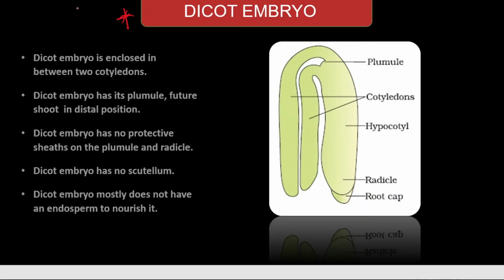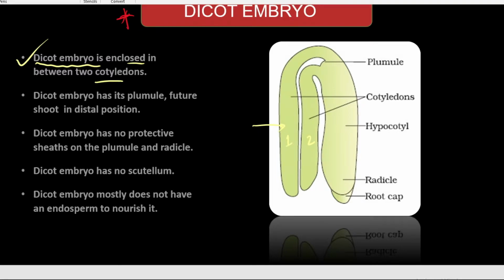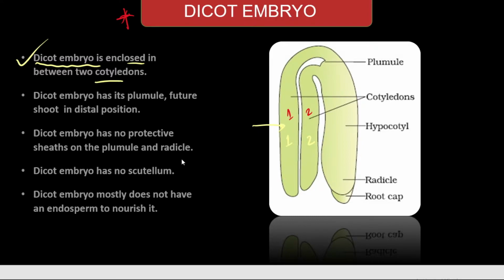Let us discuss it. Let us move on to the first point. The first point says the dicot embryo is enclosed between two cotyledons. As you can see, these two are the cotyledons, cotyledon number 1 and cotyledon number 2. Let me change the color of the pen so that it is more easily visible. Yes, this is cotyledon number 1 and this is cotyledon number 2. It is present in between, no problem, right? So dicot, as the name suggests, has two cotyledons, no doubt in it.